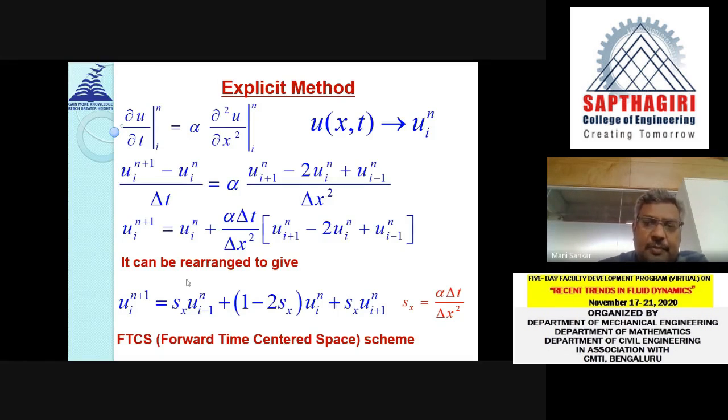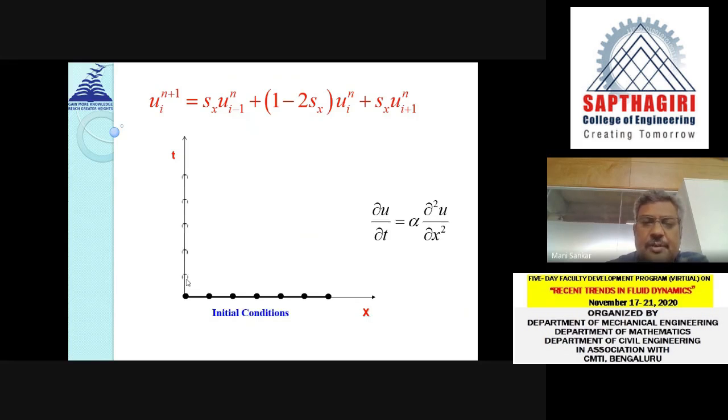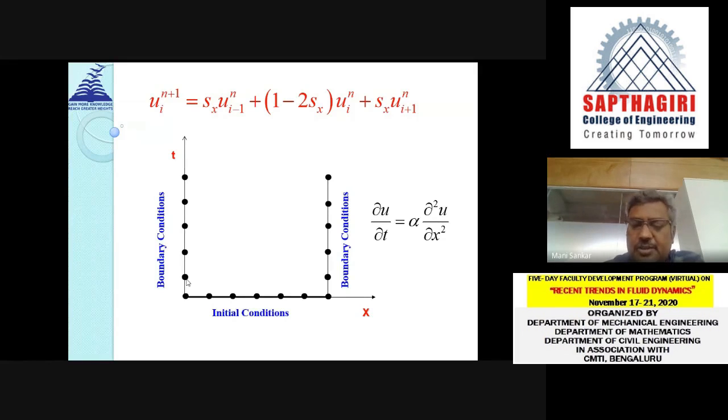I'll get a solution at a grid point, then I'll use it to find the solution at the next grid point, then I'll use the solution of the previous grid points to find the solution of the next grid point. As a picturization, I have given it here. Think that this is a rod, and these are the dots of the solution coming out of the initial condition, and these are the vertical dots of the solution coming out of the boundary conditions. You can just see, I'm getting the solution one after another. This is what happens in an explicit solution.